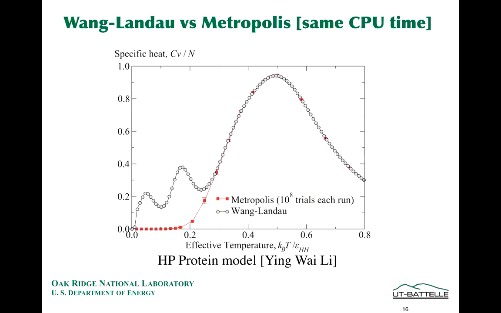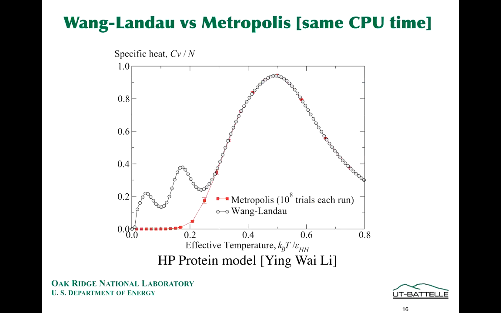And it turns out that this is a very efficient way of sampling the system for all temperatures. To illustrate this, I have here a plot that shows the specific heat calculated with this method for a very simple lattice protein model, both done with a Metropolis method and also with a Wang-Landau method that I just described. And both these calculations used the same amount of computer time.